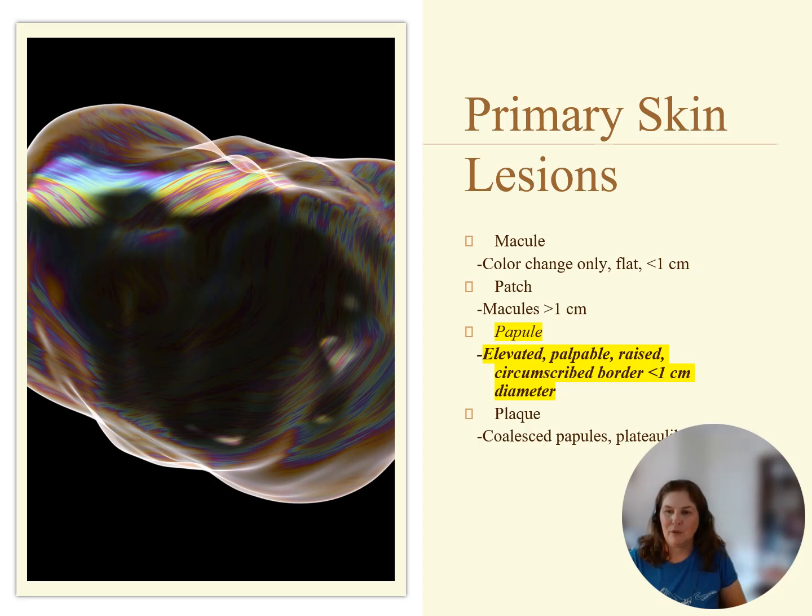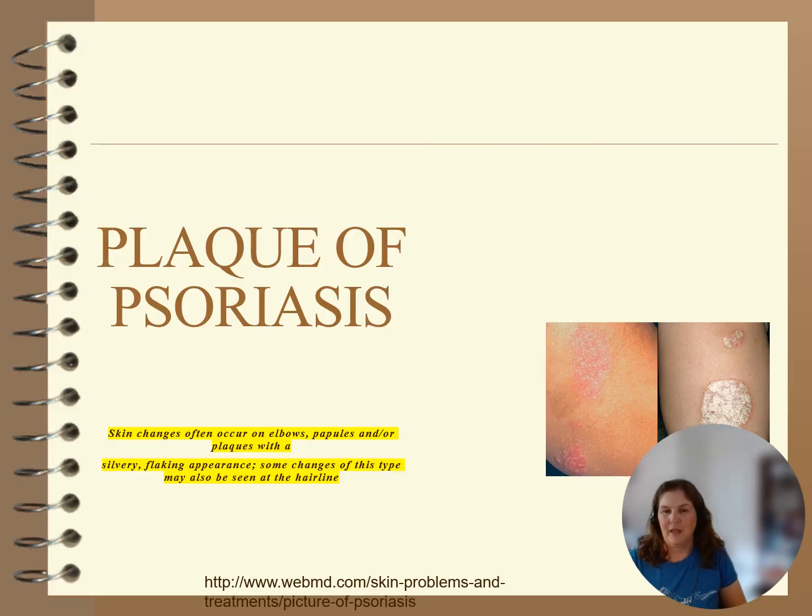So papule, you can palpate it. Think of it that way. Patch is a macule, you cannot palpate it. Those are just color changes on flat skin. Papule, you can palpate. It's bigger. Plaque is a bigger papule, and they can actually be unroofed. Okay, plaques of psoriasis. You will see this, and you should know this.